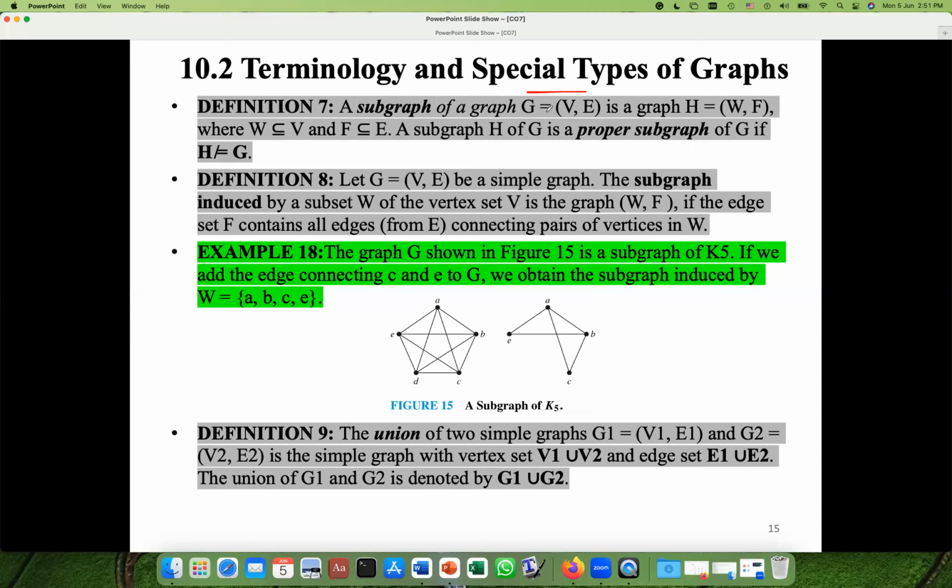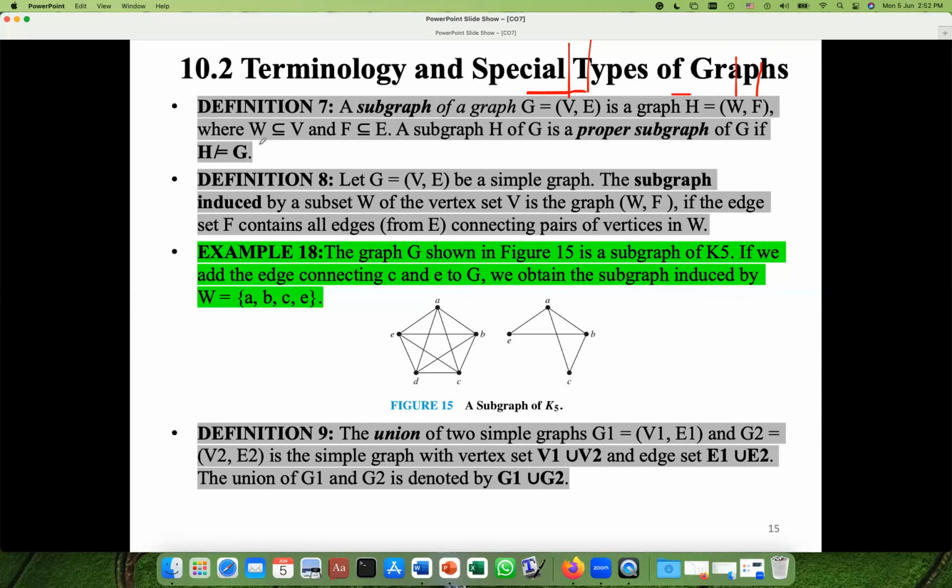So anyhow, if you have a main graph or major graph like that, I am using the word major graph just to distinguish between the subgraph and the main graph. So if you have a graph G with vertex set V and edge set E, then I can call this H a subgraph with vertex set W, edge set F.